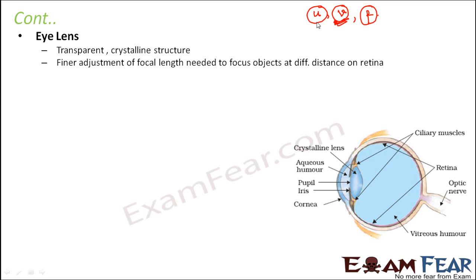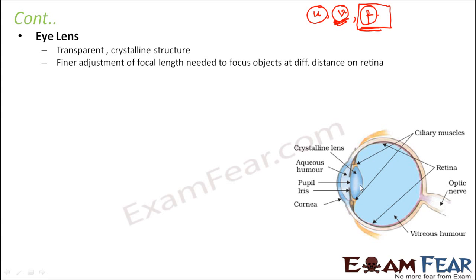Now the object distance will keep changing because whatever objects we see around us, their distances are definitely going to vary. Some objects are very close, some objects are very far. So now what can you do in order to keep the image distance constant? You have to change the focal length of the lens. So that is what is being done here. The lens of the eye is designed in such a way that its focal length can be adjusted. Now how is the focal length adjusted?